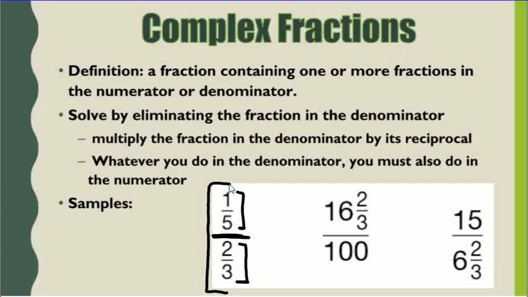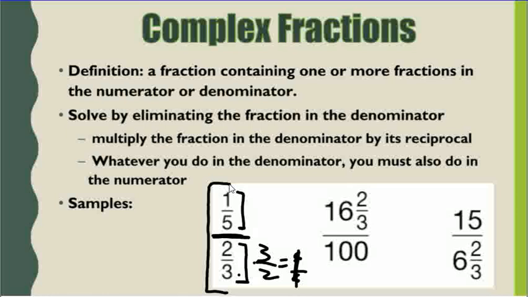which means we want to get the denominator equal to 1. To do that, we multiply the fraction in the denominator by its reciprocal, and when you do that, it ends up being 1. So the reciprocal of 2/3 would be 3/2. If I multiply 2 times 3, that's 6. 6 divided by 6 is 1.